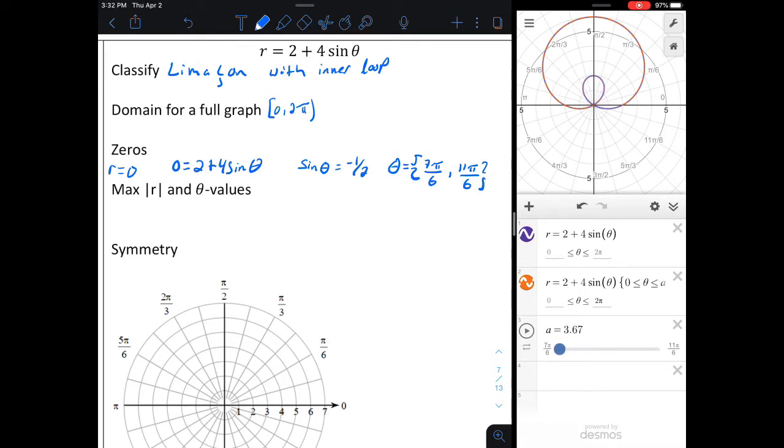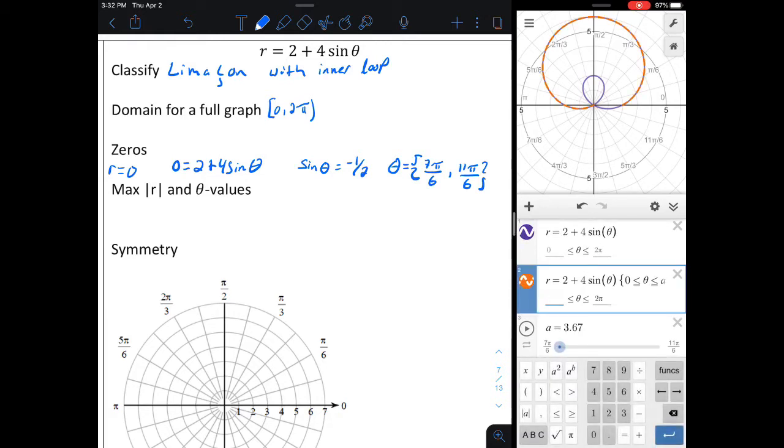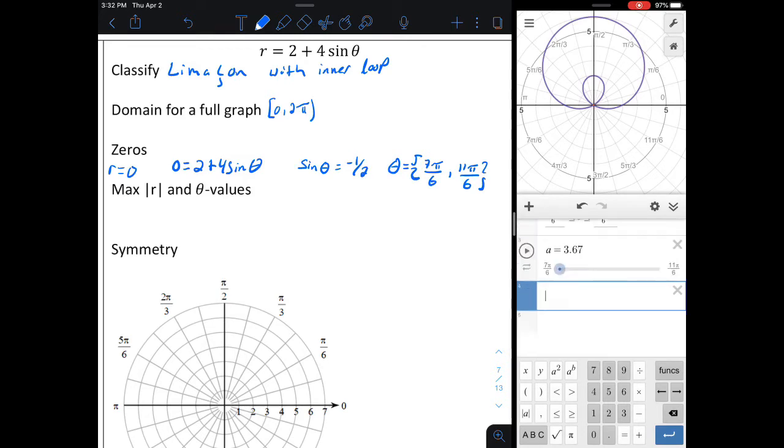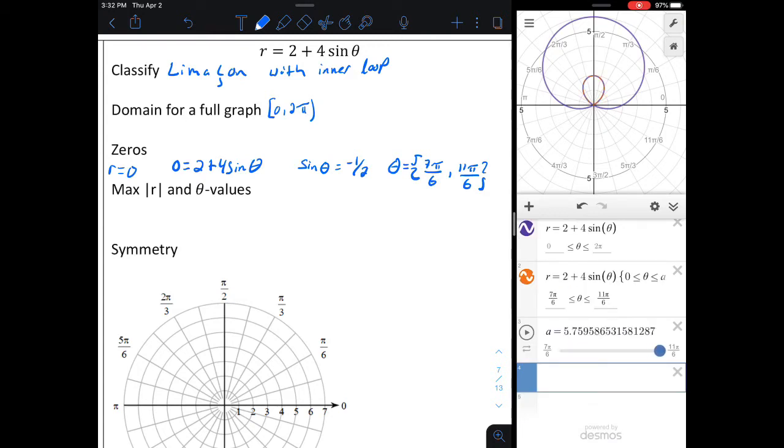Now, at 7 pi over 6, it's already plotted some of that curve there for me. In fact, let me change the trace function here to go from 7 pi over 6 to 11 pi over 6. All right, and if I trace inside of there, in between those two numbers is my inner loop. So we could say the domain for the inner loop goes from 7 pi over 6 to 11 pi over 6.